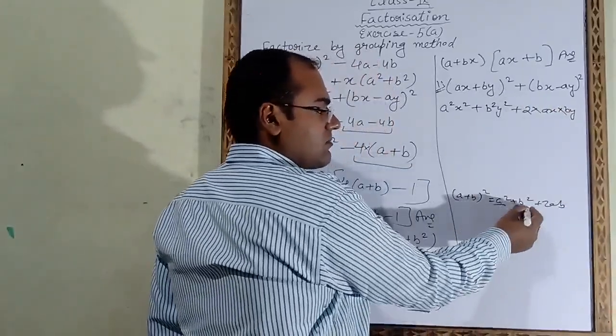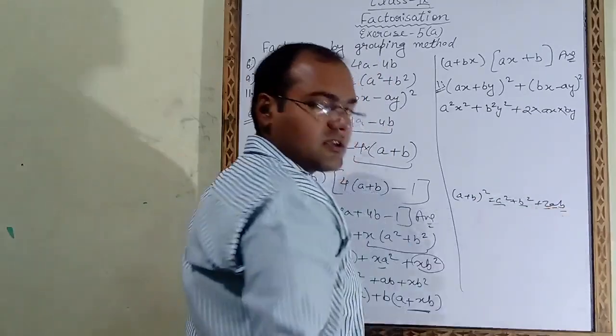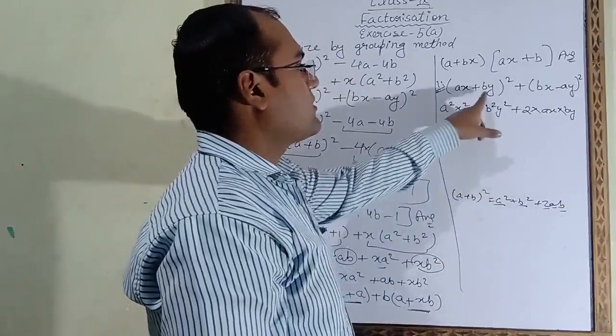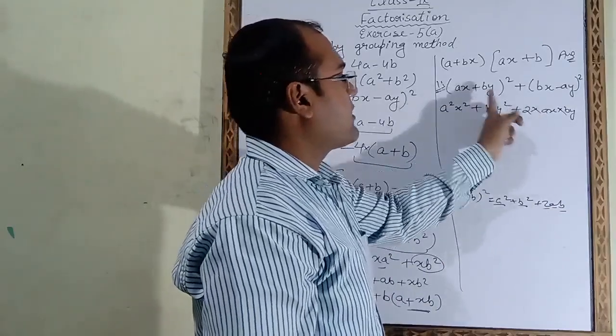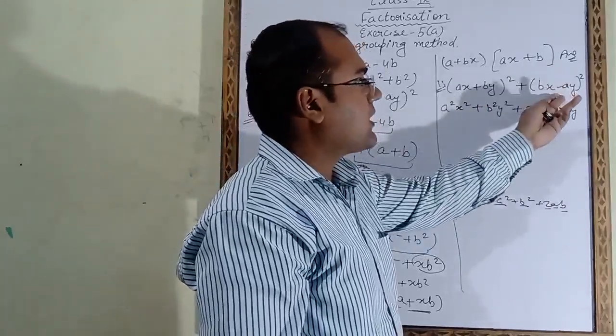This is the square of the first number, this is the square of the second number, and this is 2 multiply first number multiply second number. Same formula we had used here: square of first number, square of second number, plus 2 multiply first number multiply second number. So this bracket we have solved. Now after that, come to this bracket.